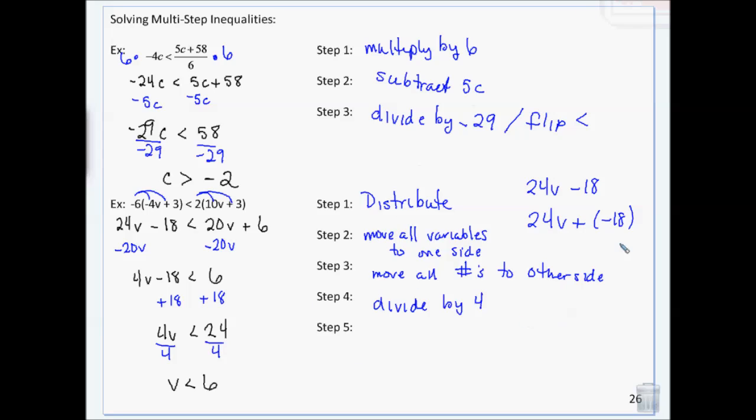So I'm just going to do that now. When you graph a linear inequality like this, you graph it on a straight number line. That line is straight.